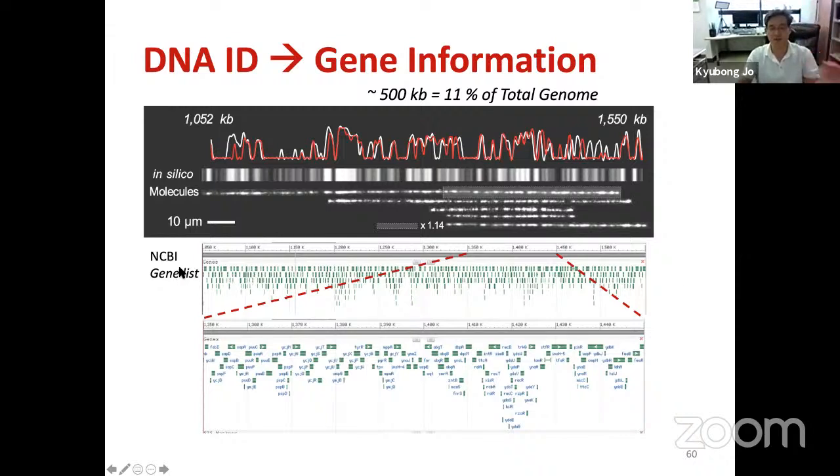According to the NCBI website, these are the genes inside of this DNA fragment. We simply magnified a very small region, and we can identify the various kinds of genes located in these regions.